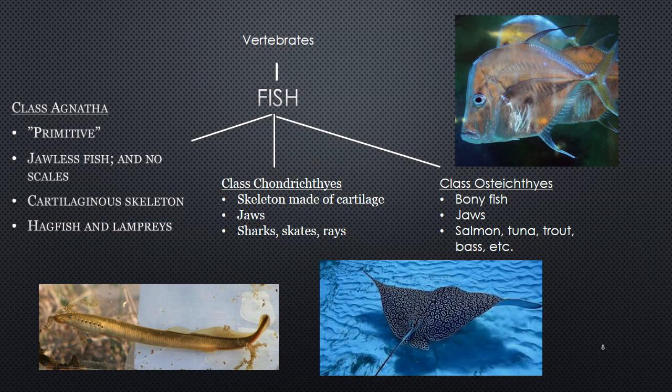Our second group of fish is class Chondrichthyes, and these are our cartilaginous fish that have jaws. And these are our sharks, skates, and rays. And then our third category is class Osteichthyes, and that's our bony fish. Again, they have jaws as well, and that's pretty much all the rest of the fish that you think about. Salmon, tuna, trout, bass, pompano, which is what we have here. All of those are bony fish.